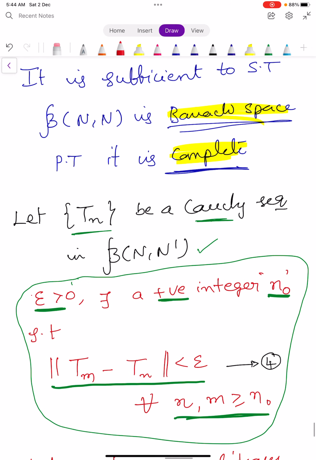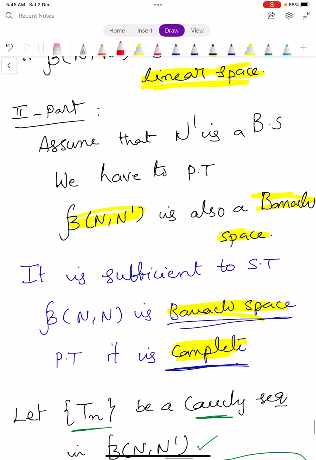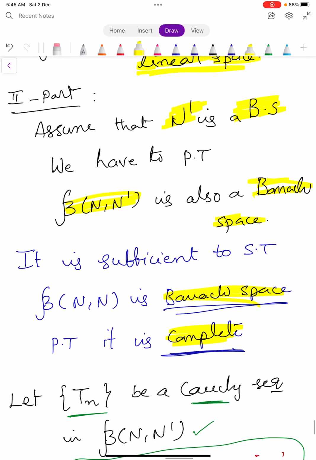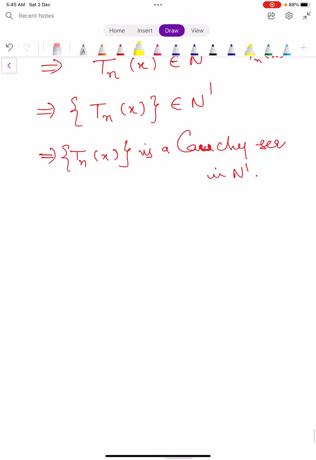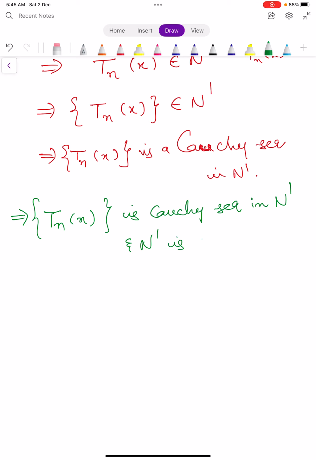In the second part, we assume that N dash is a Banach space. What is meant by Banach space? Banach space means it is a complete normed linear space. It means Tn of x is a Cauchy sequence in N dash, and this N dash is complete. What is the definition of complete? Every Cauchy sequence in it is convergent.